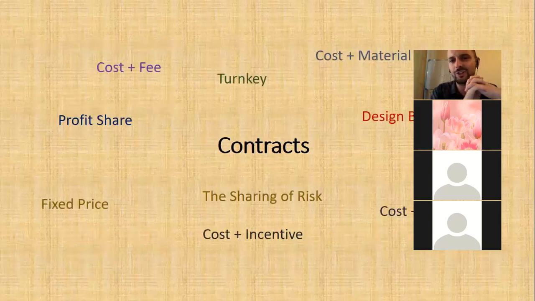So then we turned to contracts. And usually within project teams, you will have people from different organizations, different companies working on one project. And so usually contracts come into it. And so we talked about different kinds of contracts. So you need to know all of these different contracts: the cost plus contracts, the turnkey, profit share, fixed price, design build. You need to understand the basic key elements of each of these contracts, and you need to understand about how they share risk.